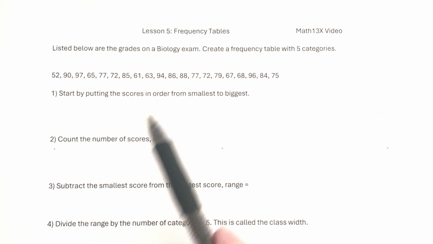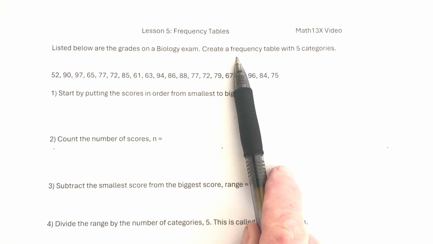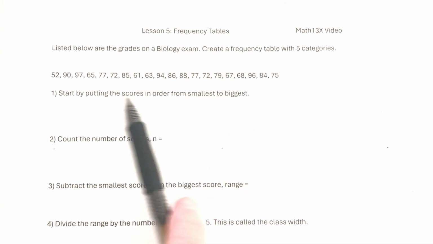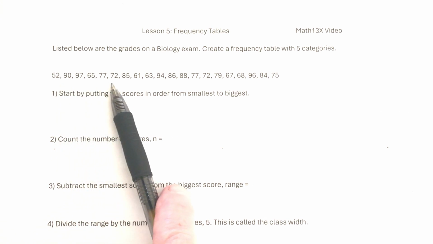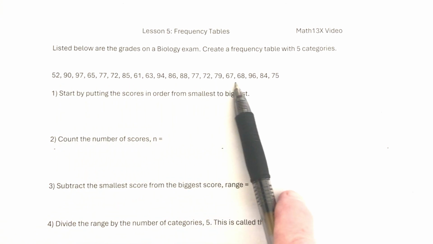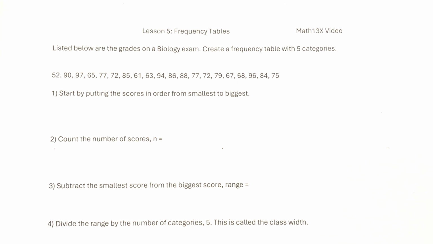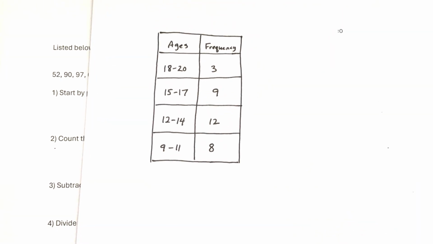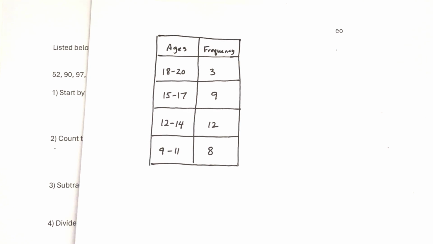So what we're going to do is create a frequency table, and we're going to use these grades that I made up, pretending this is for a biology exam. Well, a frequency table looks like this. So we're going to end up with something that looks like this.